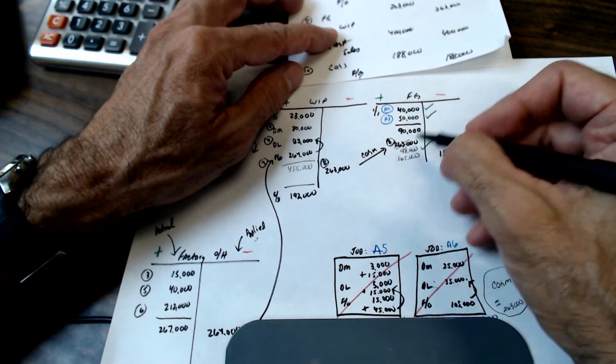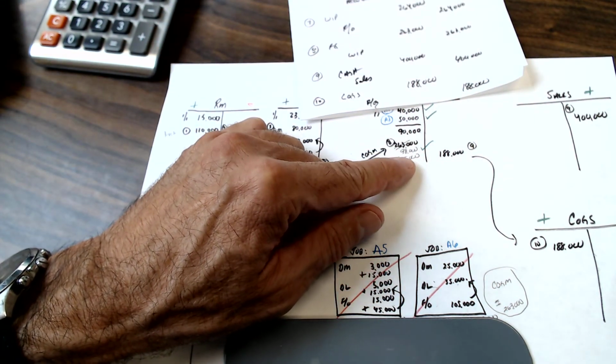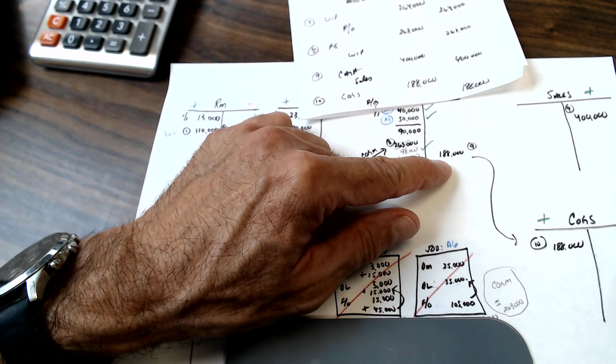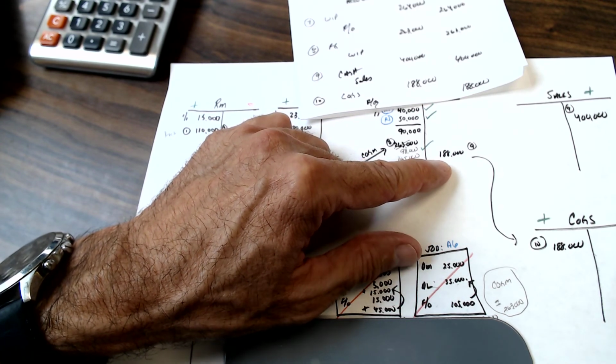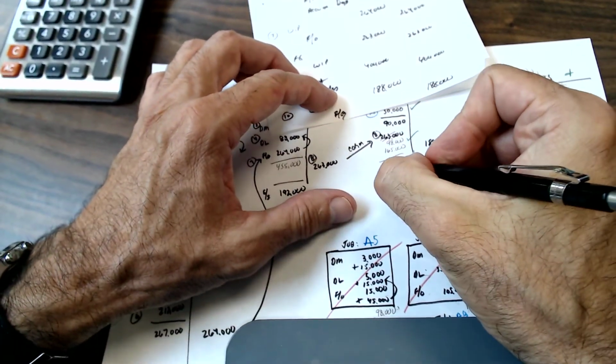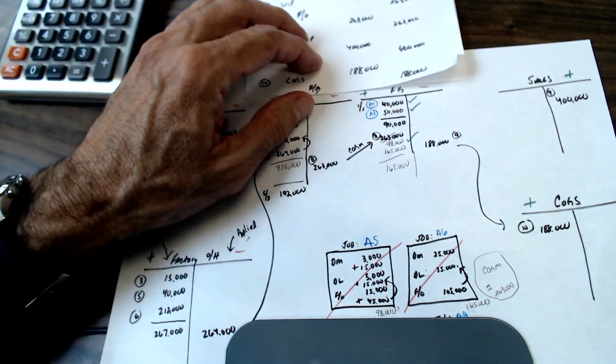Where does that leave this account now? This account balance, it was 90. He added 98 and 165 for the 2 jobs that were finished, and then we took out 188. That leaves a balance here of 165,000. What does that represent?